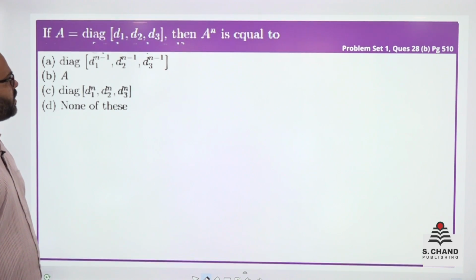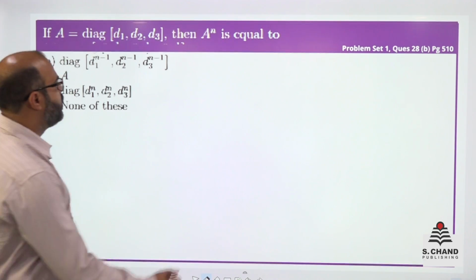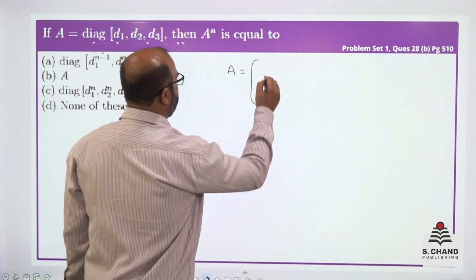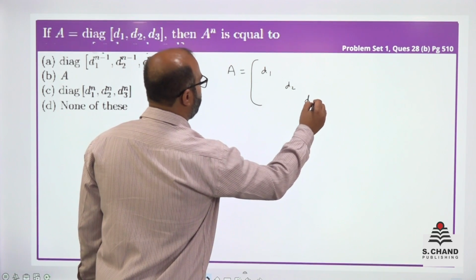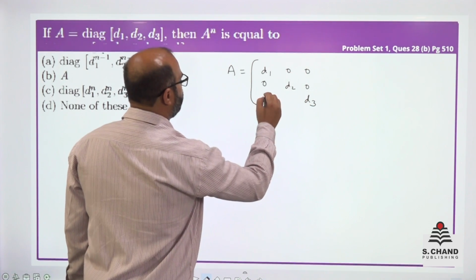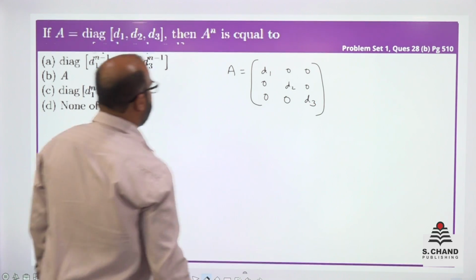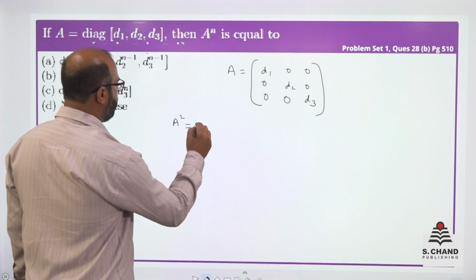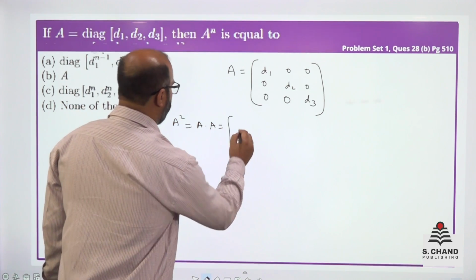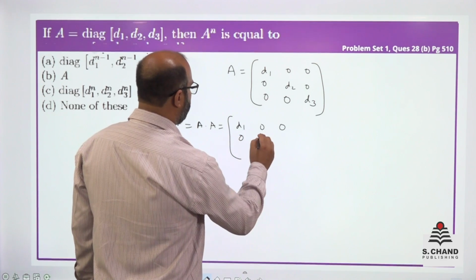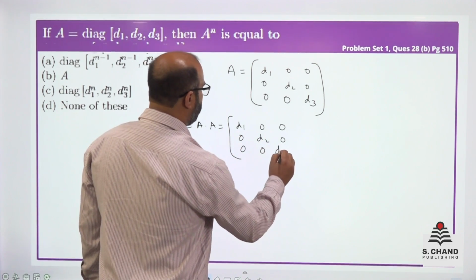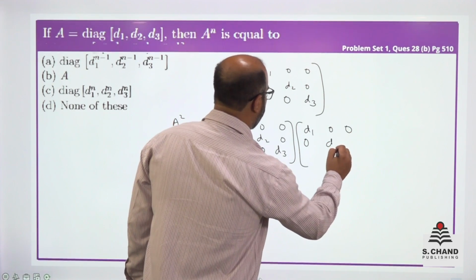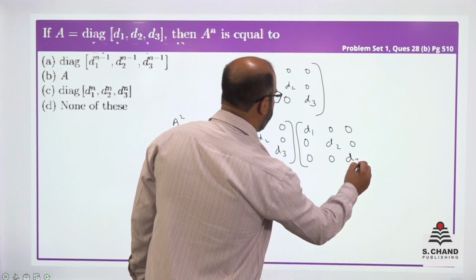A is a diagonal matrix having diagonal elements d1, d2, d3. Then A to the power n is equal to? So A is a 3 cross 3 matrix with d1, d2, d3 on the diagonal and 0 elsewhere, and we have to find A to the power n. So first let us find A square, which is A into A: d1, 0, 0, 0, d2, 0, 0, 0, d3 multiplied by the same matrix.